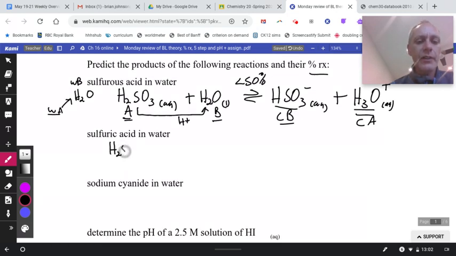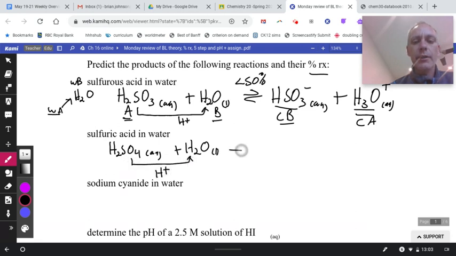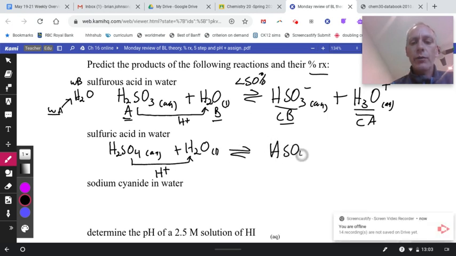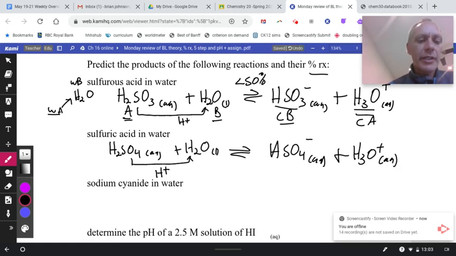Okay, sulfuric acid in water. Sulfuric acid is H2SO4 aqueous. In water, again, it's going to look the same using Bronsted-Lowry theory. Acids donate a proton. And we get HSO4 minus as our conjugate base and hydronium. Okay, percent reaction. Sulfuric acid is one of the big 6. It is a strong acid.